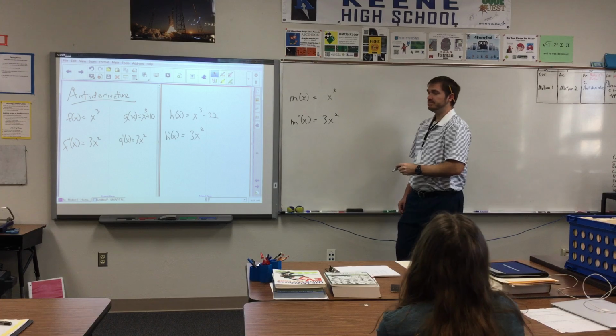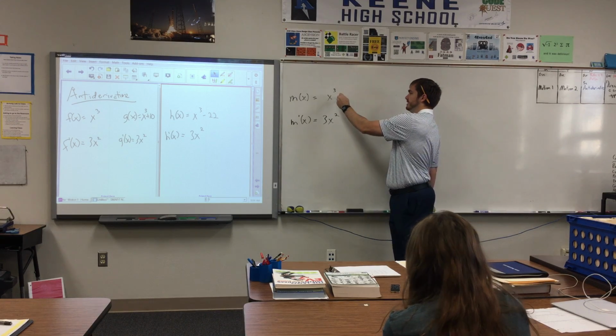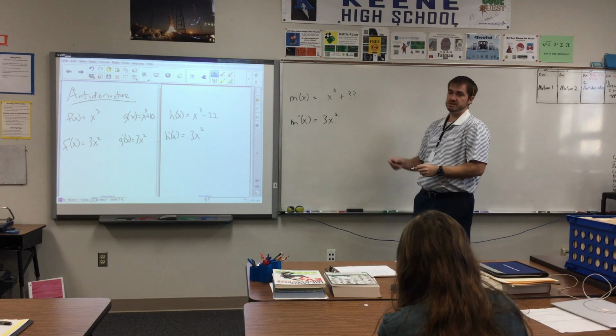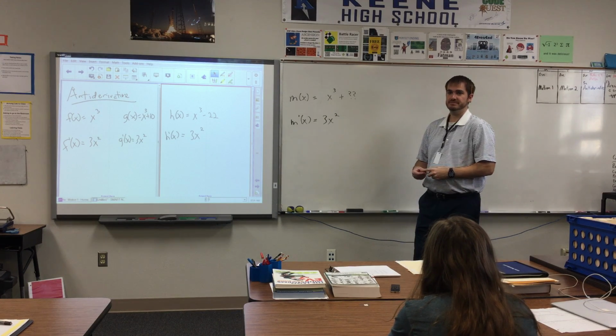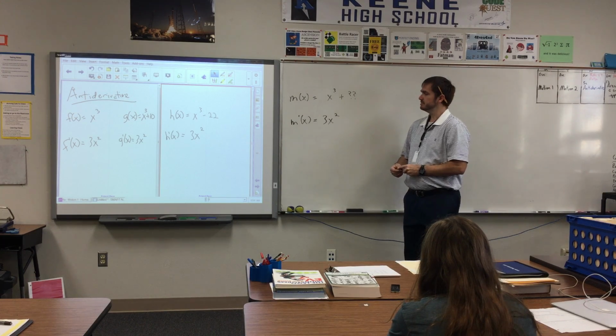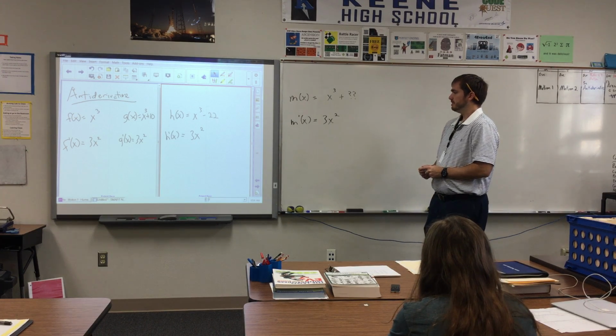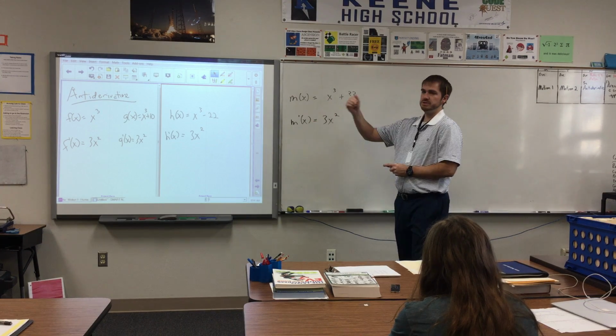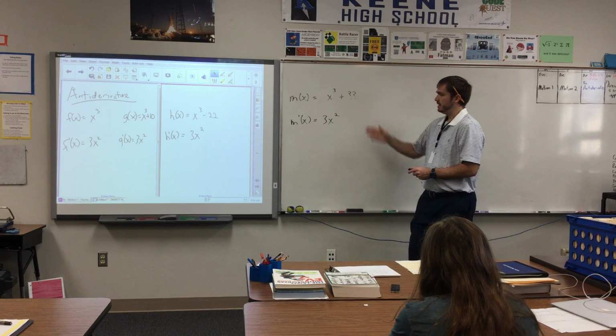Plus something. It could just be x cubed, in which case the something is nothing. It goes plus 0. But it could be plus 10, it could be minus 22, it could be plus 0, it could be anything.